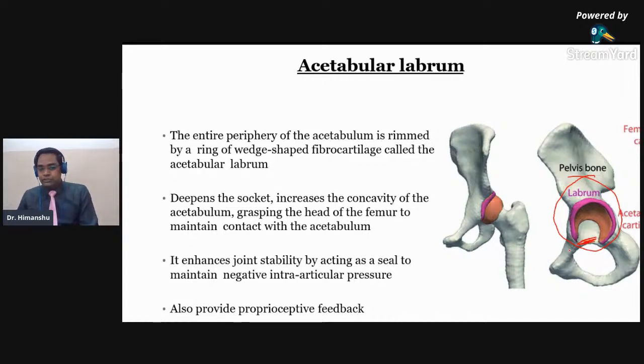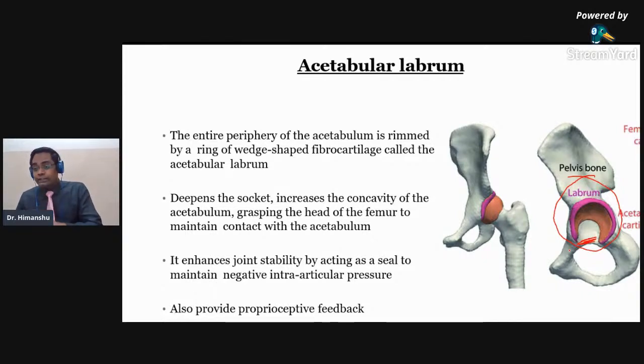So it deepens the socket, and a similar structure is present in the shoulder joint, called the glenoid labrum. It also helps in deepening the socket. Remember I told you in the beginning that the hip joint is meant more for stability than for mobility, because it is geometrically more congruent. Although it is geometrically congruent, we still require a labrum here to enhance the stability of this particular joint.